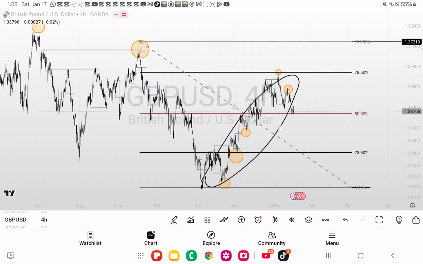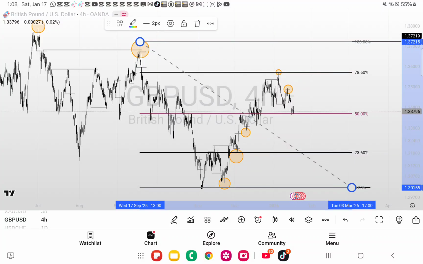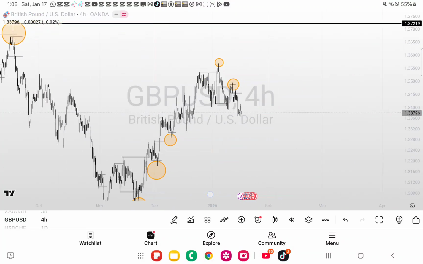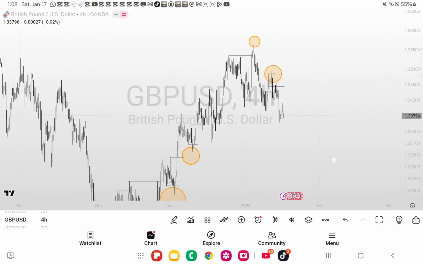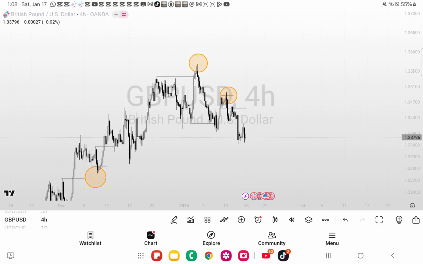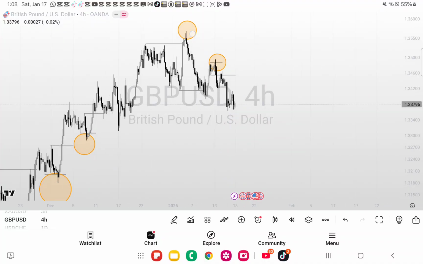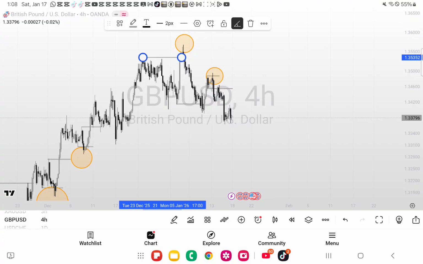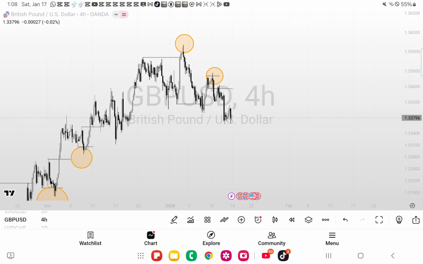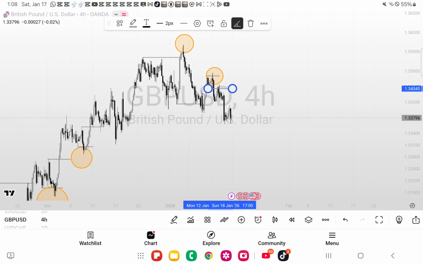78.6%, and you can see we already have a change of character from there. After price tapped into the 78.6%, what can you see? This is a change of character. This is the formation of a new range. We have a sweep of liquidity and a break of structure. That is the formation of a new range to the downside. We have another liquidity sweep and a break of structure also. So this is the beginning of the new range, which is the downtrend. This is the beginning of the new structure, which is a bearish trend.